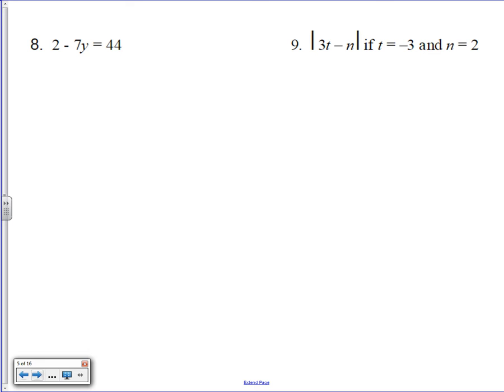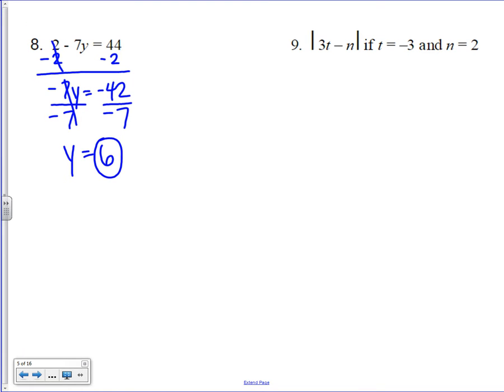Number 8 is just a regular old equation. I need to isolate the y. So the first thing I got to get rid of is the 2, and the 2 is positive, so I'll subtract it. Divide to get rid of the negative 7, and y is 6.